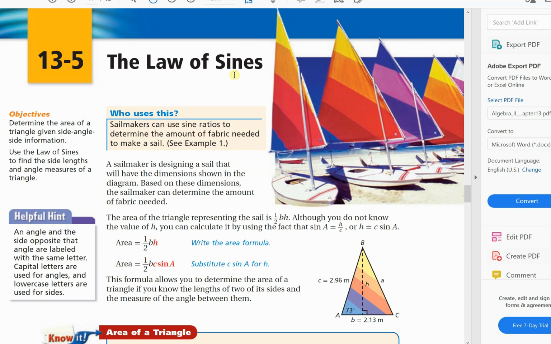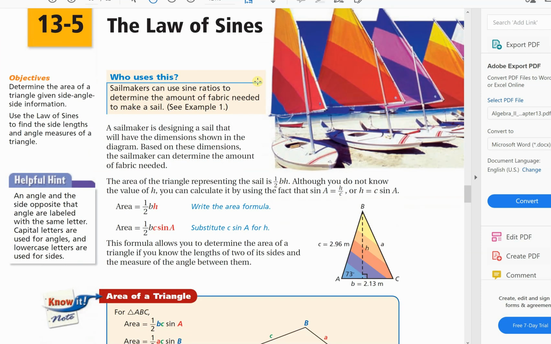It's not that tough. Two things in the law of sines. First of all, you can use sine to actually find the area of a triangle. Here we have a sailmaker designing a sail that will have dimensions shown in this diagram. Based on these dimensions, the sailmaker can determine the amount of fabric it needs. So here we have a base of 2.13 meters and a side length here of 2.96 meters, and this angle here, angle A, is 73 degrees.